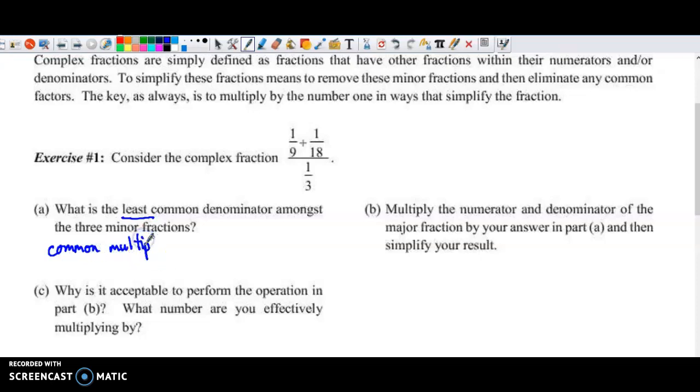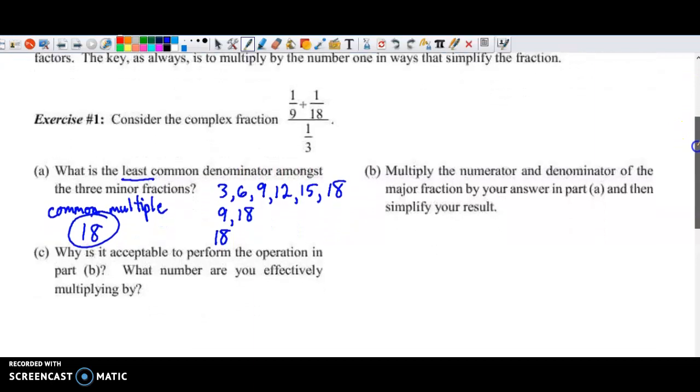So in this problem, if you're looking at the 9, the 18, and the 3, what you could do is list out all the multiples, starting with 3 because it's the smallest number: 3, 6, 9. Okay, well that matches up with this 9, but it doesn't match up with the 18. So we could go on with the next multiple of 9, which is 18. Okay, that matches up. Well, let's see if 3 gets there. 12, 15, 18. There we go. 18 is the common multiple. So that's the same thing. The least common multiple, or the least common denominator, is the common multiple.